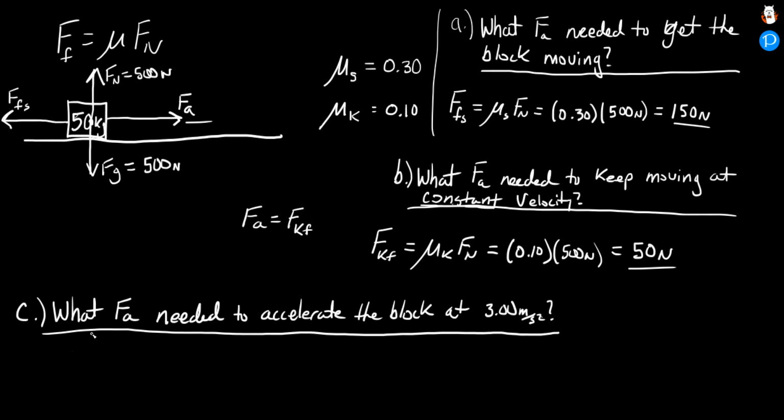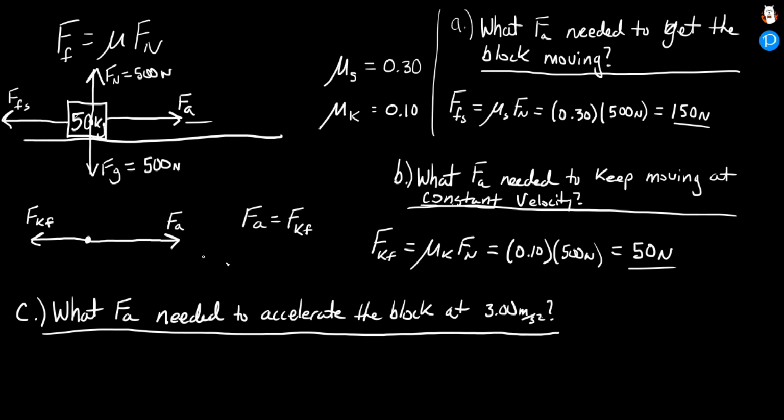Then the final part here, what force applied would we need to accelerate it now at 3 meters per second squared? So now instead of moving it at a constant velocity, I want to speed it up at a rate of 3 meters per second squared. Well, we've already talked about this when we were talking about Newton's second law. Whenever we want to accelerate something, the forces need to be unbalanced. So if I want it to accelerate to the right, that means now my force applied is going to have to be greater than whatever that force of kinetic friction is.